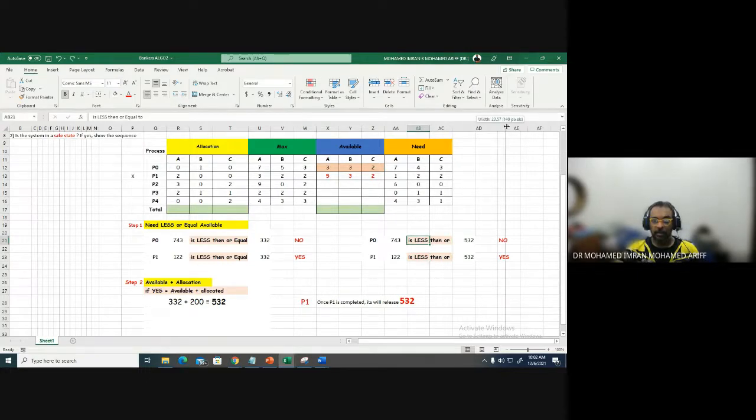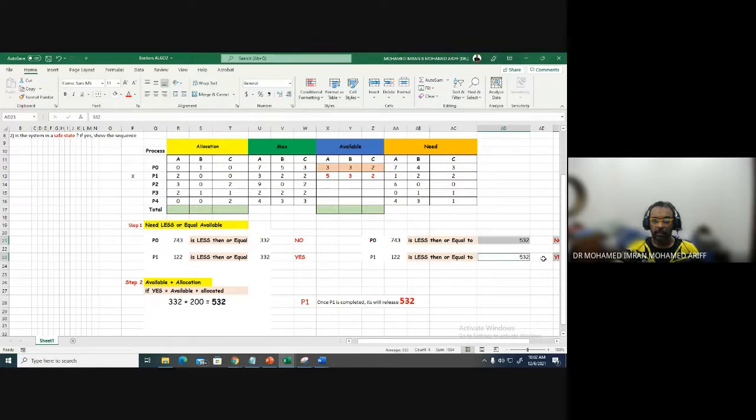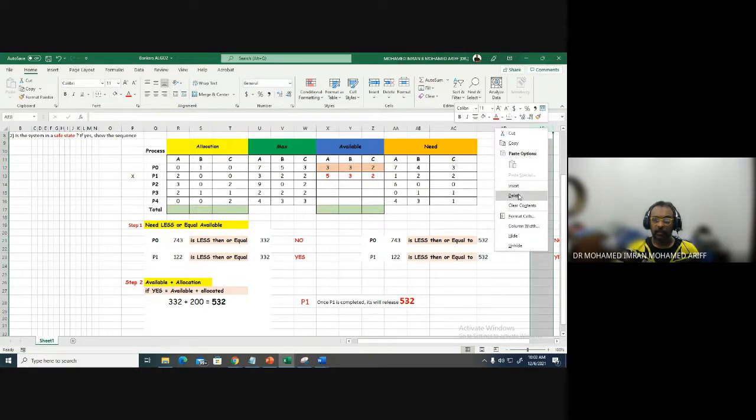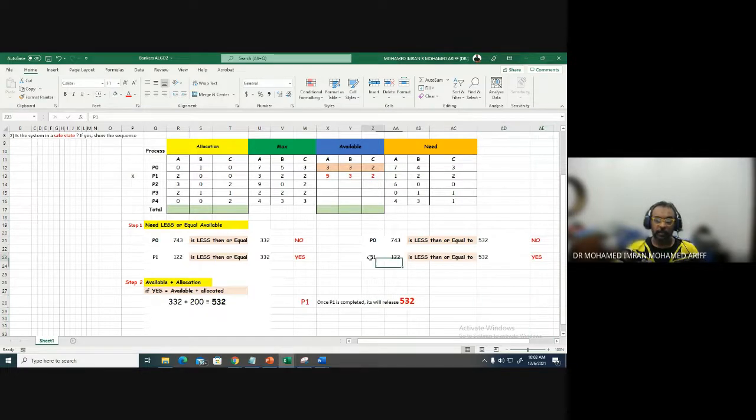Okay. So this is also not applicable. Alright. Okay. Tak boleh juga. P1 pun tak boleh. Okay, P1 pun tak boleh because P1 needs 122 but the current availability is 532. Tak boleh juga. Let's try for P1, pun tak boleh. P1 dah habis. P1 dah habis tak boleh.